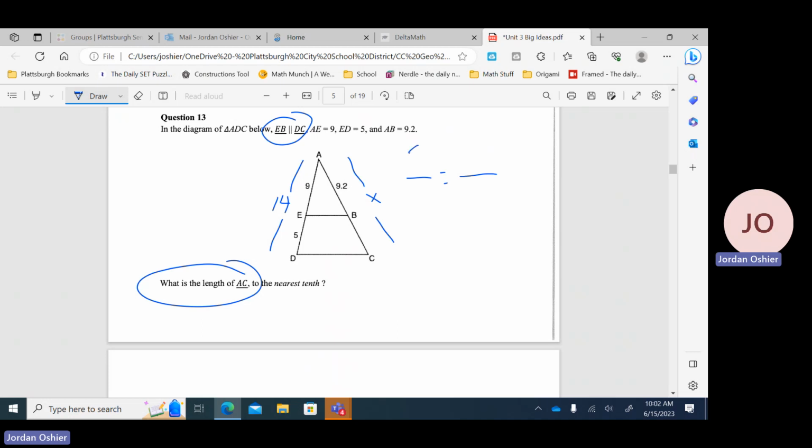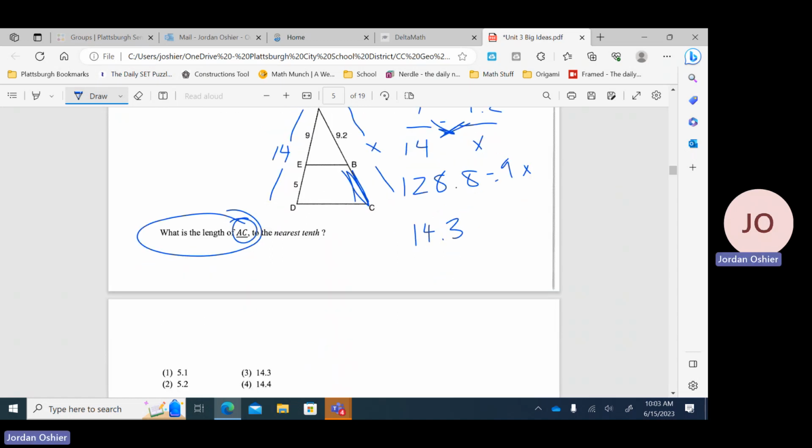From here, I'm going to set up 9 is to 14 as 9.2 is to X. If BC was your X, you should have 5 over X. And that would be a way to solve it. You would just need to make sure you pay really close attention in the end. So 9.2 times 14 is 128.8. I'm cross multiplying right now, equals 9X. I would then divide by 9 on both sides and end up at about 14.3.